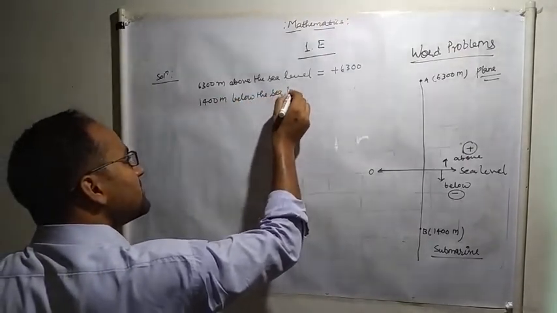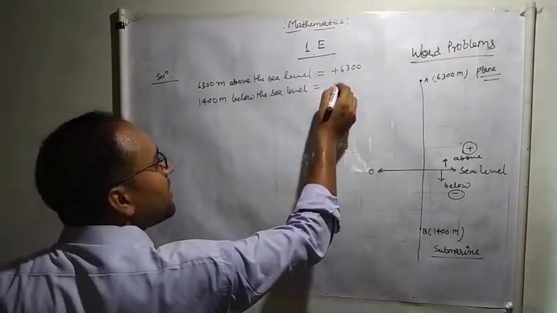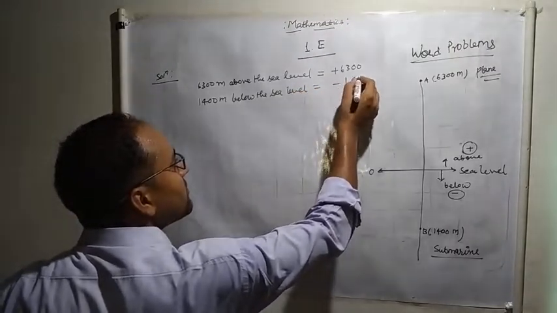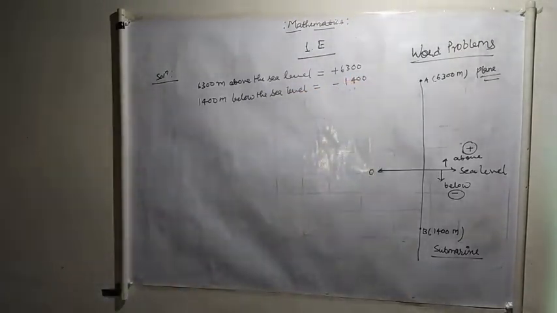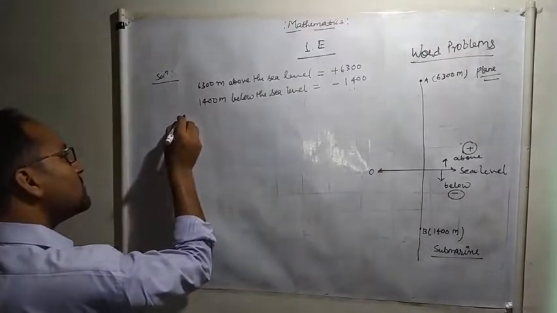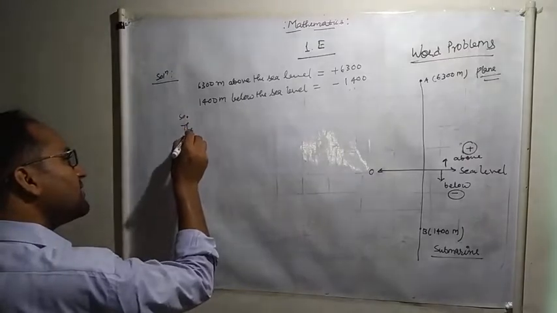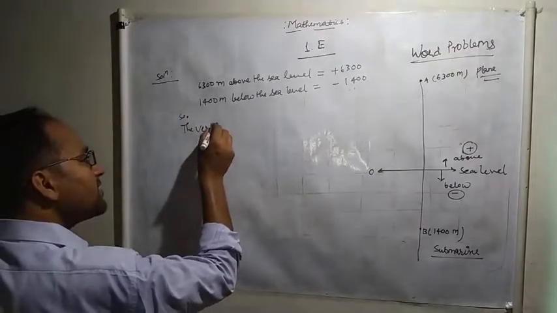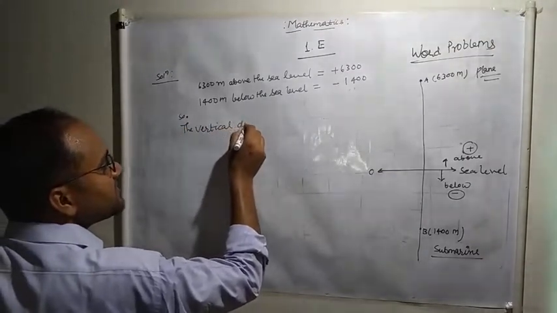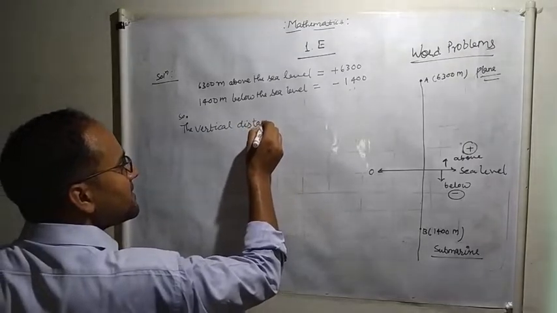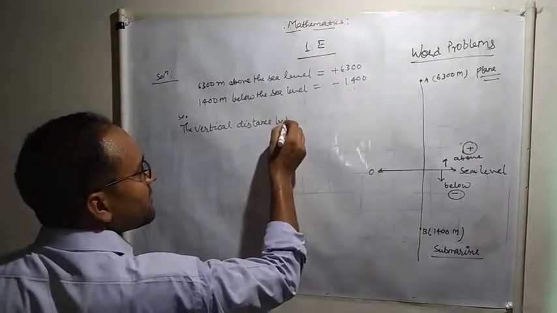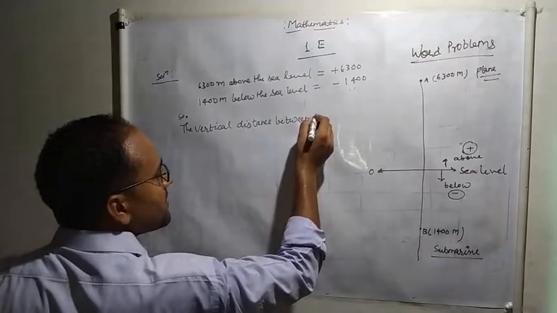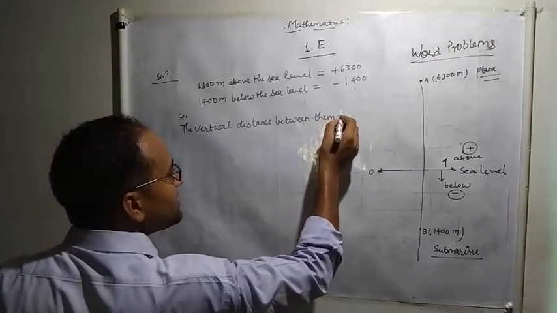Below the sea level is equal to minus 1,400. So I'm going to find the vertical distance between them.